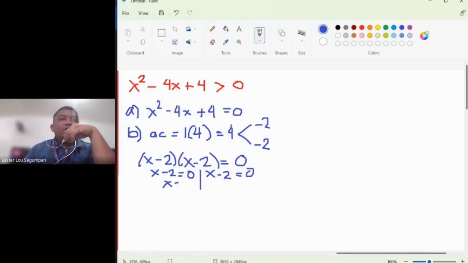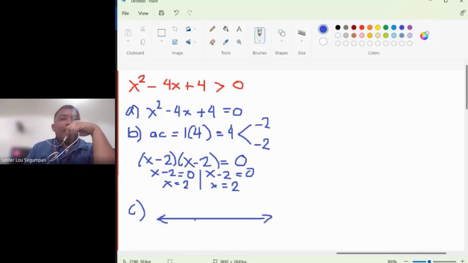The first one is 2. The other is also 2. Okay, there are two of them, but they are just the same. The difference actually is here. However, if we're going to plot this on a real number line, if we plot 2, we cannot also add another 2 there. Only one 2 can be plotted. So what does it mean?